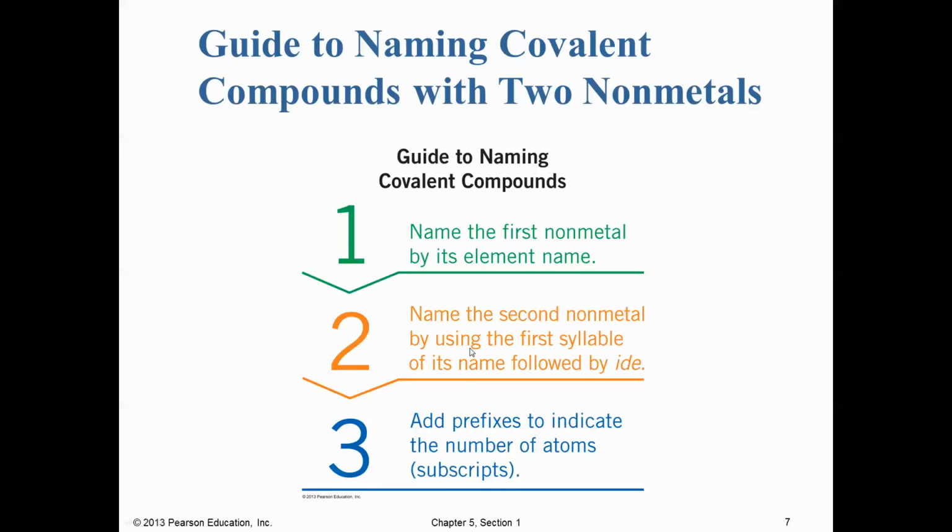Let's talk about naming covalent compounds. The good news is they're much simpler to name than the ionic compounds. Like the ionic compounds, the first element in the formula is also the first in the name. The second element in the formula is the second in the name, and we give the second element the "-ide" stem in the name. And we use prefixes to indicate the number of atoms, or the subscripts of that formula.